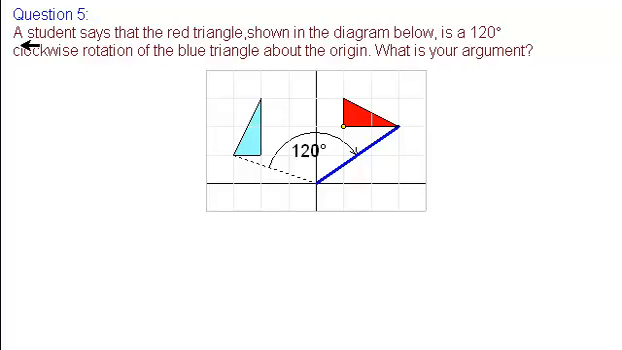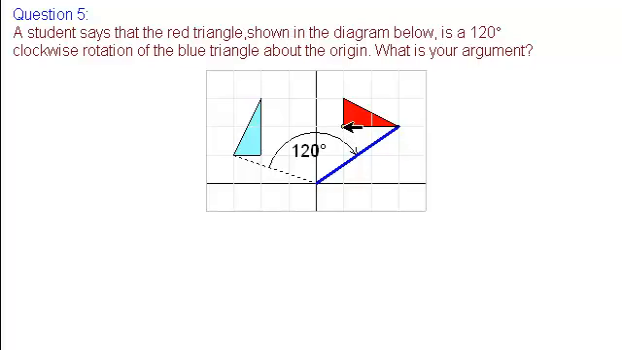Question 5. A student says that the red triangle shown in the diagram below is a 120-degree clockwise rotation of the blue triangle about the origin. So this blue triangle has been rotated 120 degrees as shown here. So we have to check whether the statement given by the student is correct or otherwise.